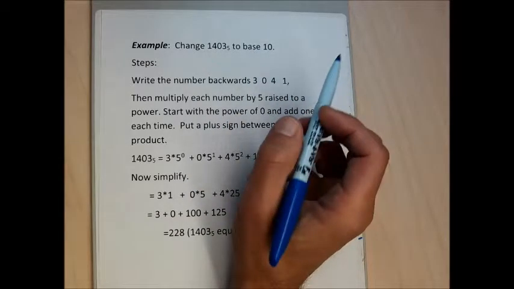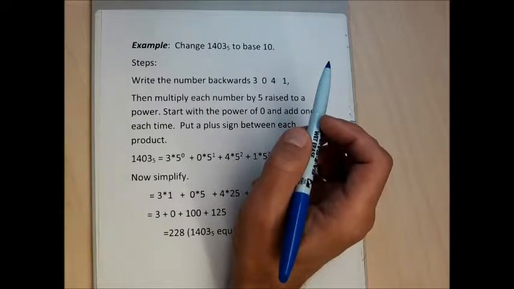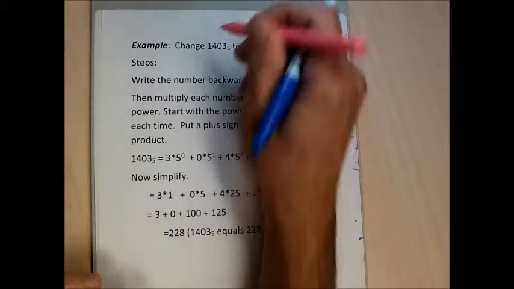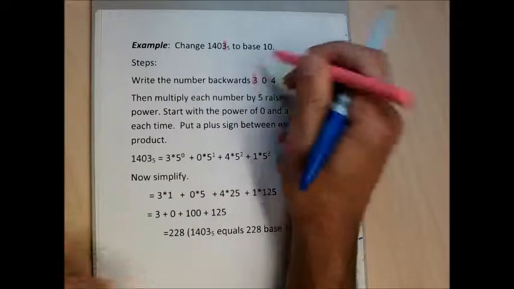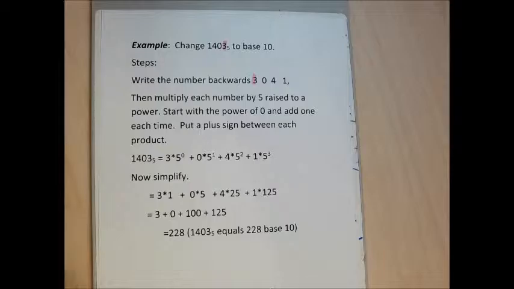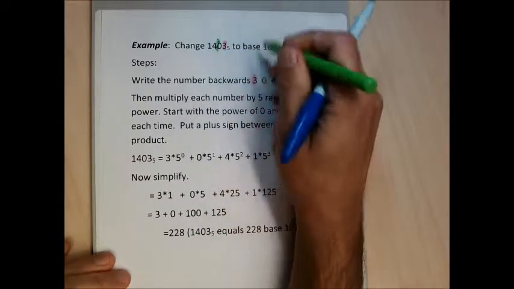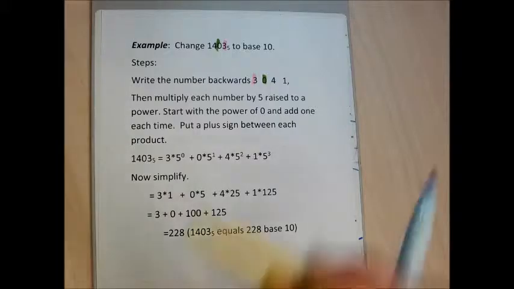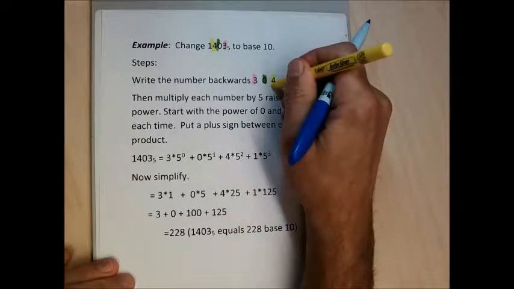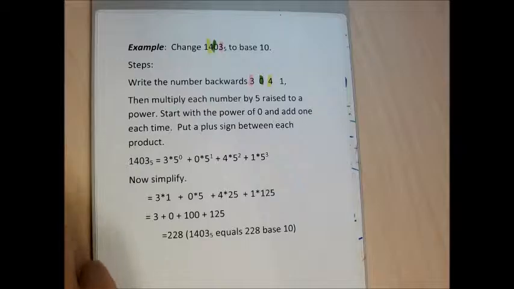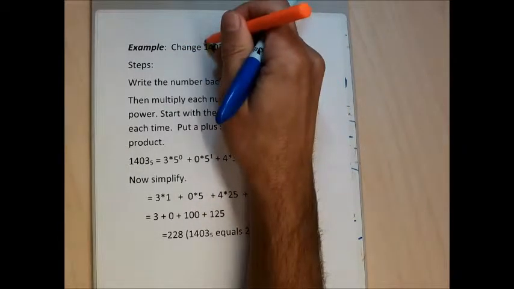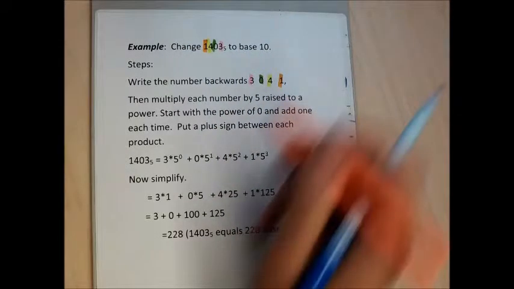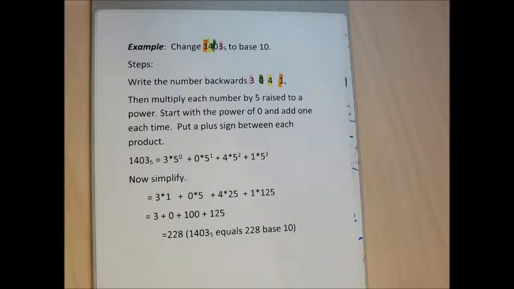It's super easy to take a number in base 5 and write it in base 10. The first thing I'm going to do is write the numbers backwards. So I'm going to write the 3 first, the 0 second. This accomplishes my goal of converting 1403 base 5 into base 10. So I wrote the number backwards.